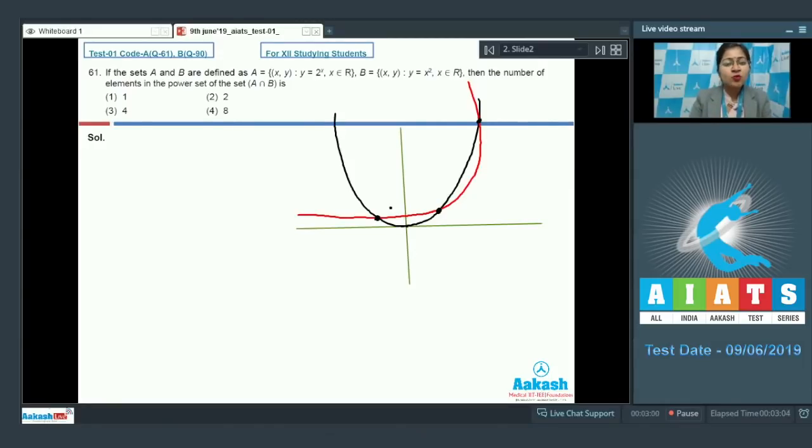So in total we have 3 points for which the graphs y equal to 2 raised to the power x and y equal to x square are intersecting, which means that the number of elements in A intersection B is equal to 3. Hence, the number of elements in the power set of A intersection B will be equal to 2 raised to the power 3, that is 8. So, the answer of the question will be option number 4, that is 8.